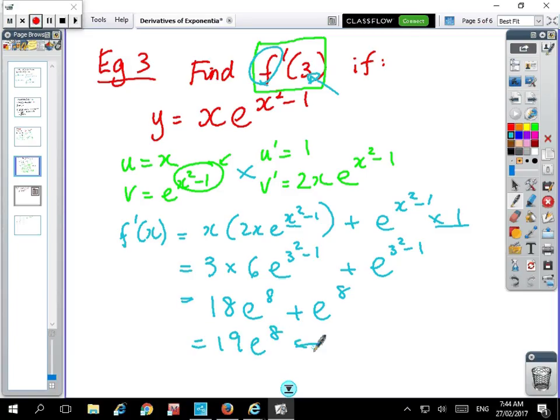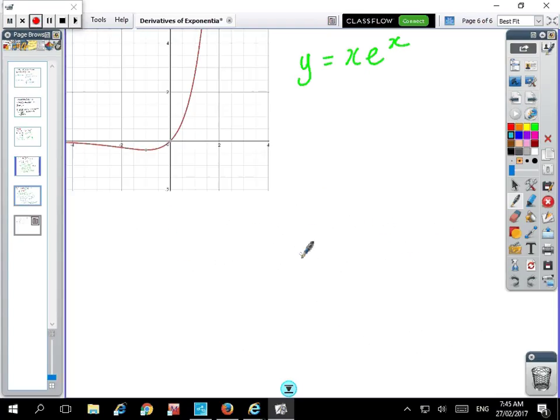Now don't put a decimal answer. Okay, e to the 8 equals a number, and so 19 times that would equal a number, but 19e to the 8 is the exact answer. So especially when you get to maybe equations of tangents and things like that, don't convert, just leave them as e's.